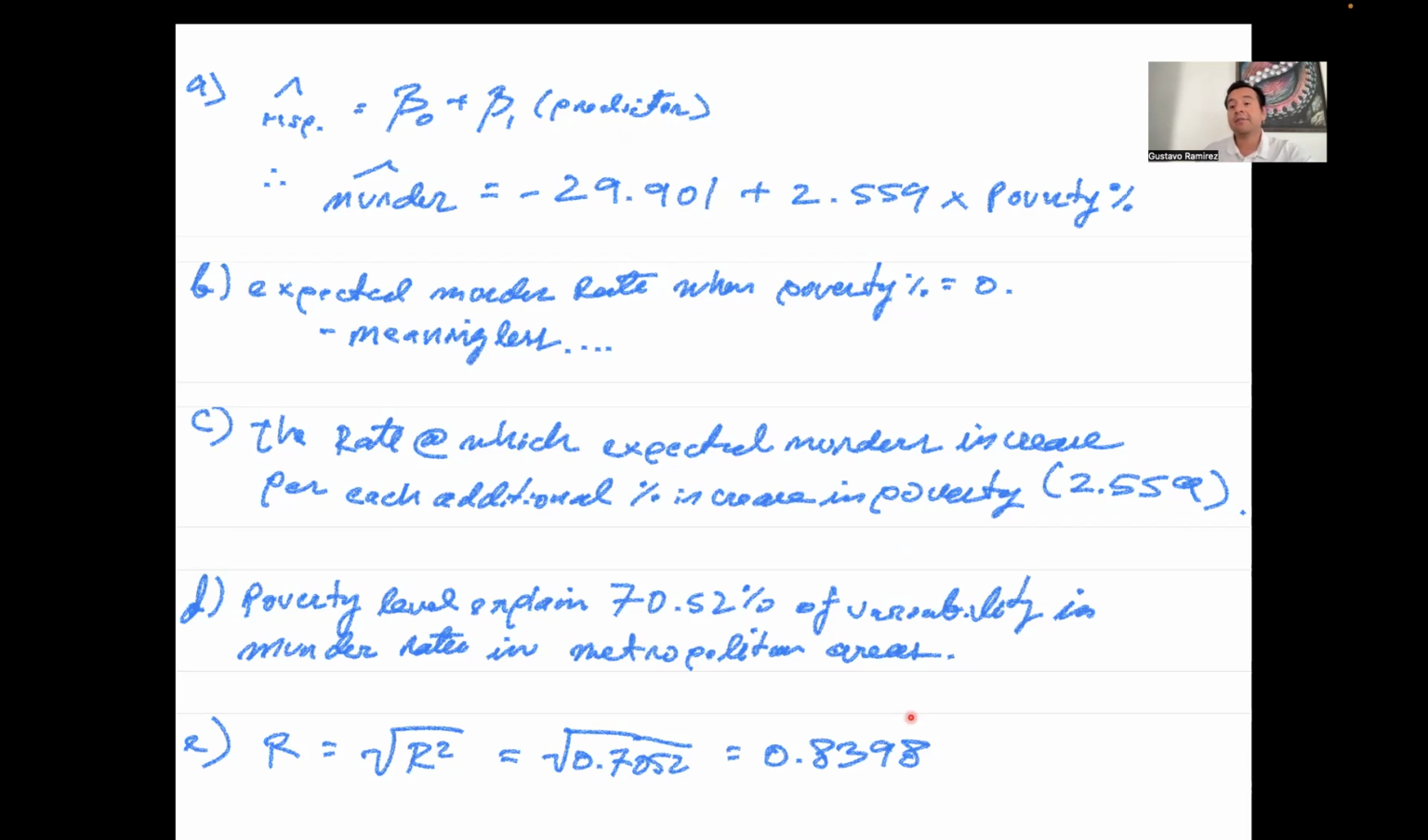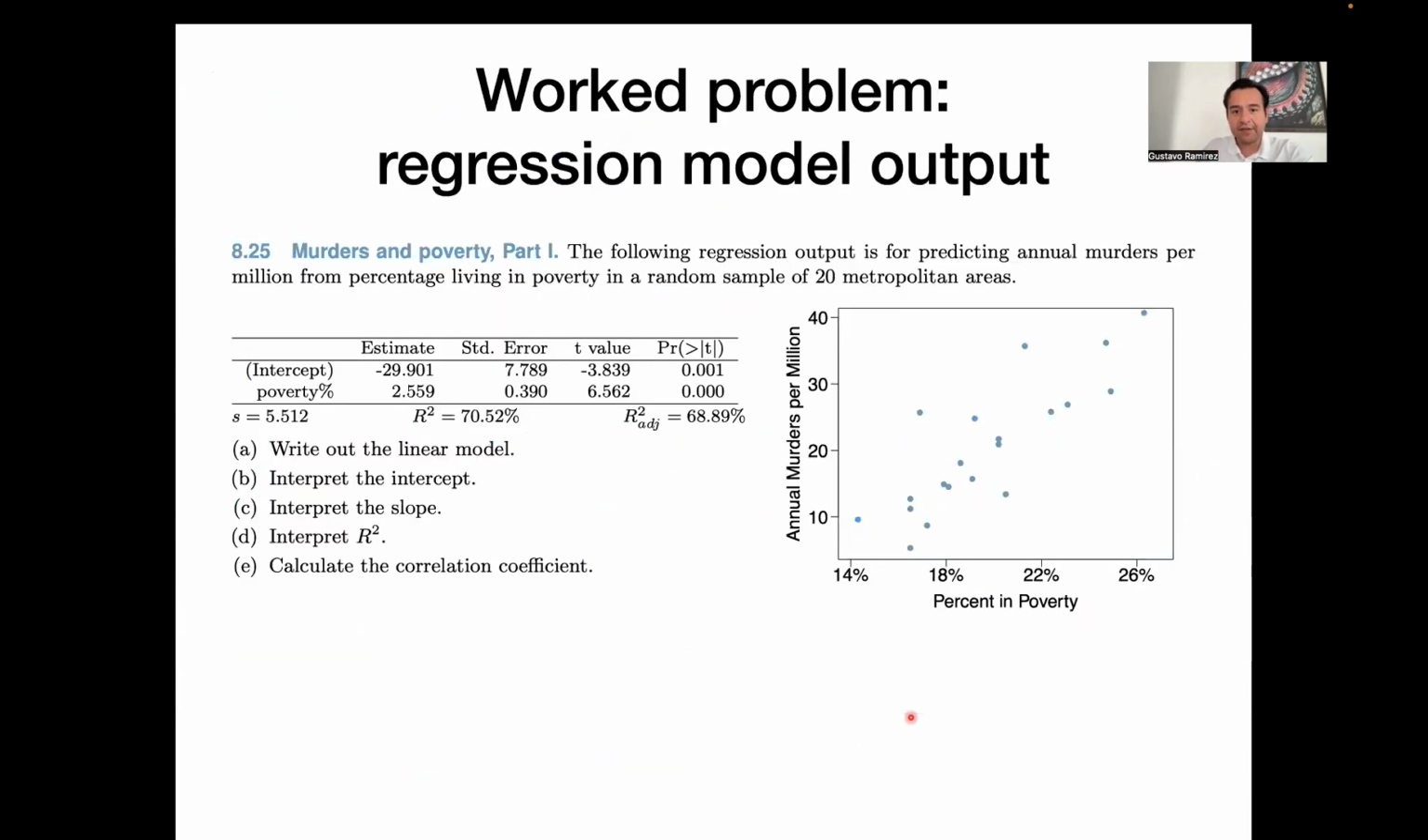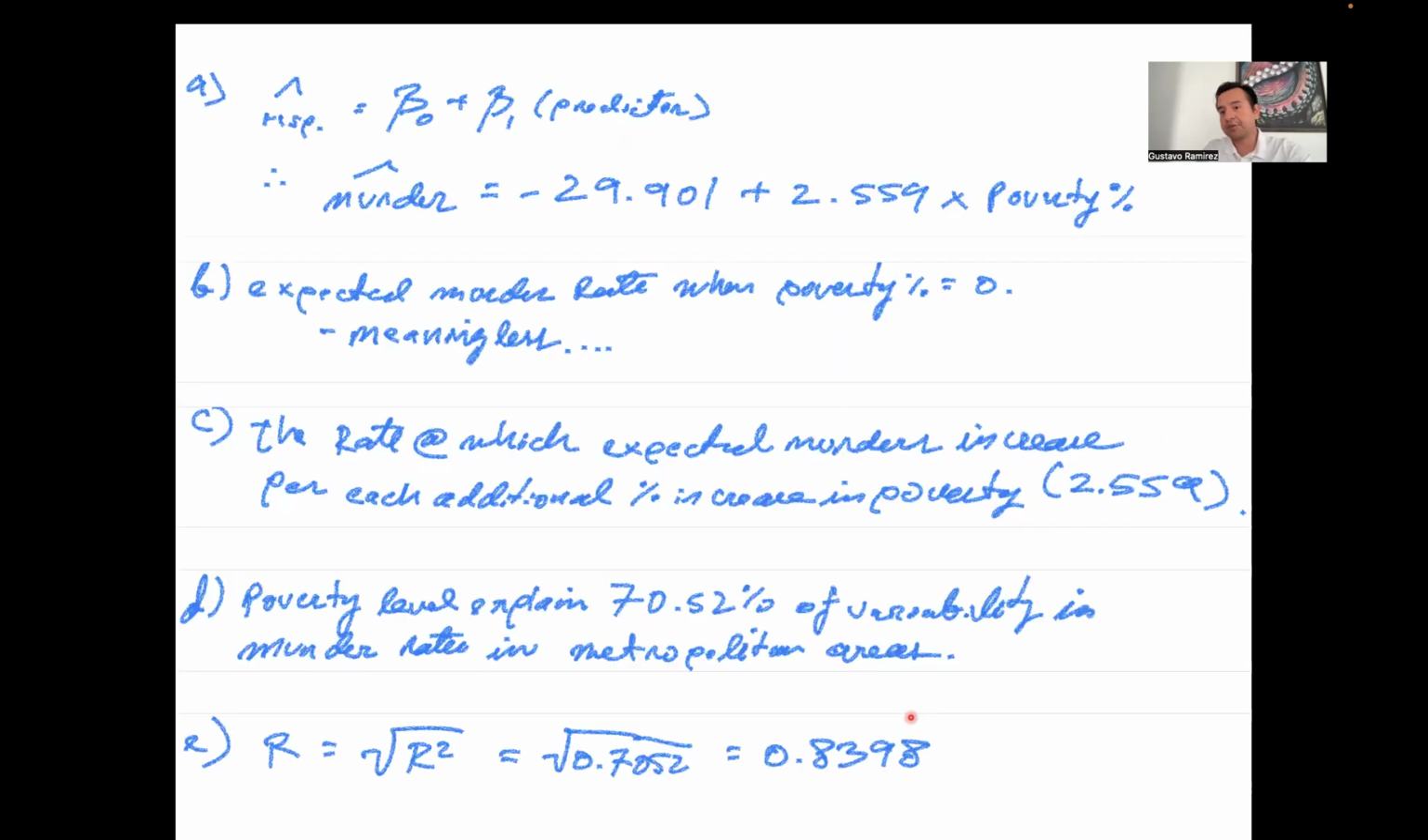So again, every time you go up 1% in poverty, I think, yeah, percent is a unit of poverty, you will go up 2.559 units of murder rate. And the specific units here were annual murders per million. So there's 2.559 more annual murders per million every time you increase 1% in poverty level. Okay, so that's the interpretation of the slope there.